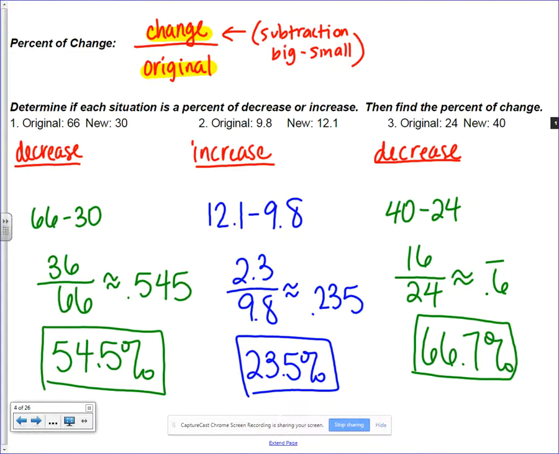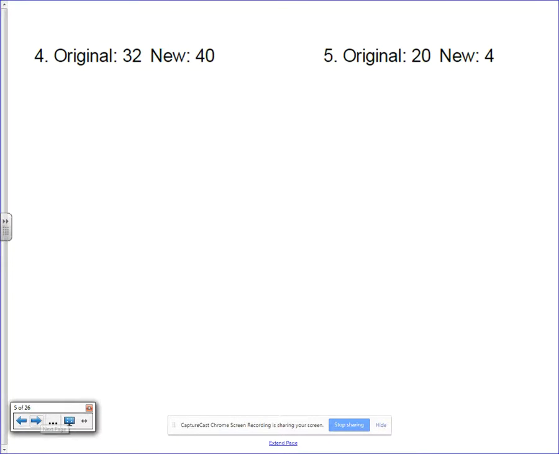All right, so I'm going to give you a couple minutes, and I want you to try these two on the back on your own. The first thing you need to tell me is if it increases or decreases. Then you need to use that formula we just did to find the percentage. So go ahead.